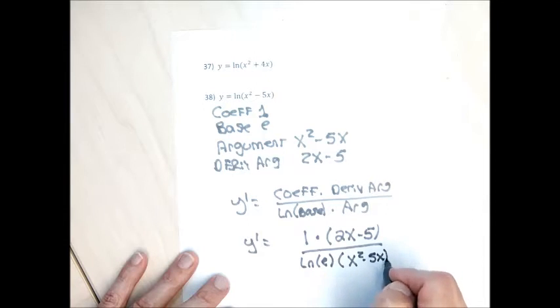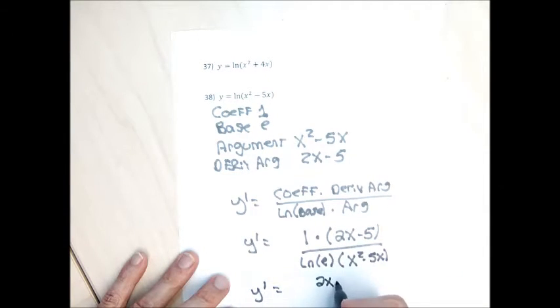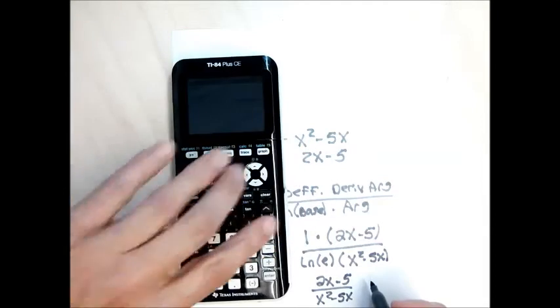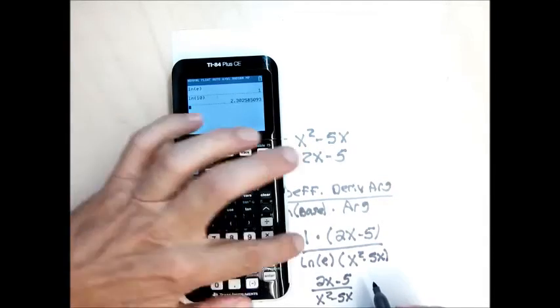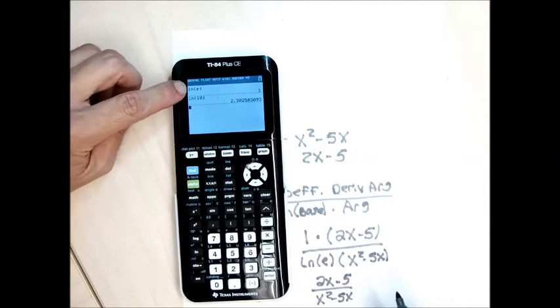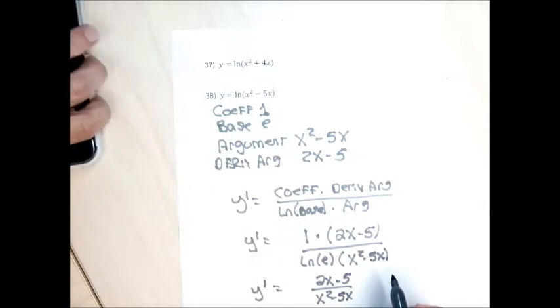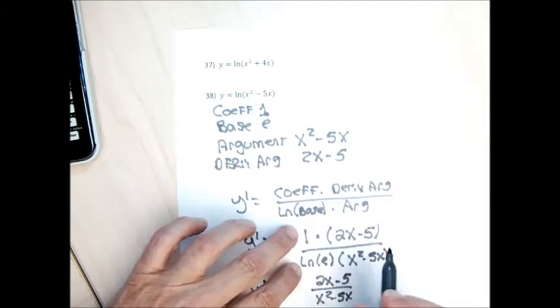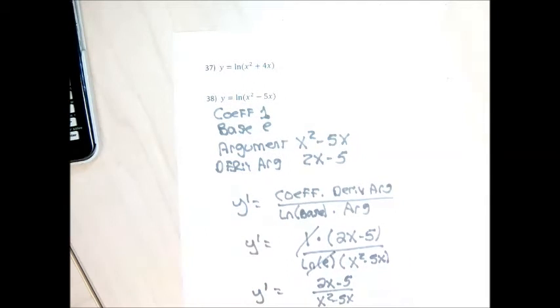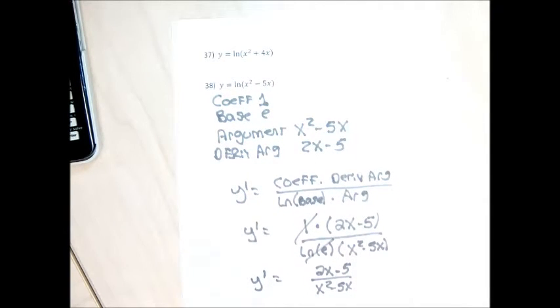So if I was doing this, my first step would say this. It would say 2x minus 5 over x squared minus 5x, specifically because in the numerator, anything times 1 is itself, and in the denominator, the natural log of e is 1. And I know that I can skip the pieces that are equivalent to 1. So skip that and skip that because they're equal to 1. This is an okay answer.